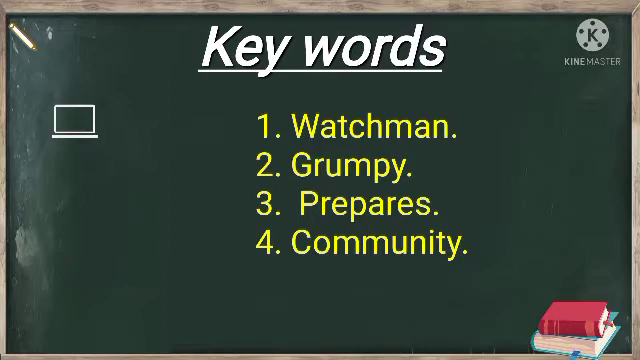Watchman is a guard who looks after the buildings, offices, hospitals, right? A person who looks after the buildings or hospitals or your school, that person is known as a watchman who guards it, right? Next is grumpy. Grumpy is a person who is bad tempered, or sometimes they get irritated, right? Those kind of people are known as grumpy.